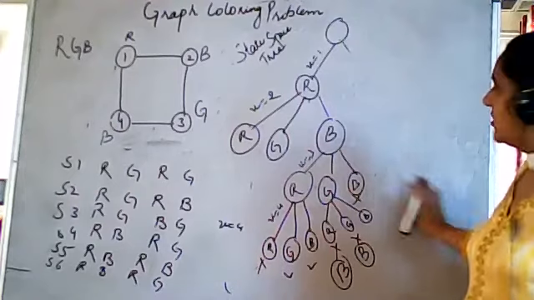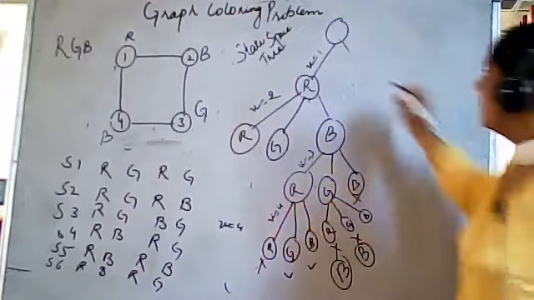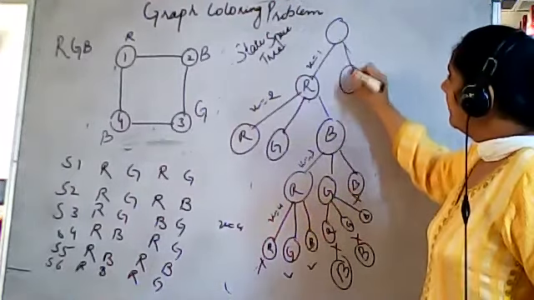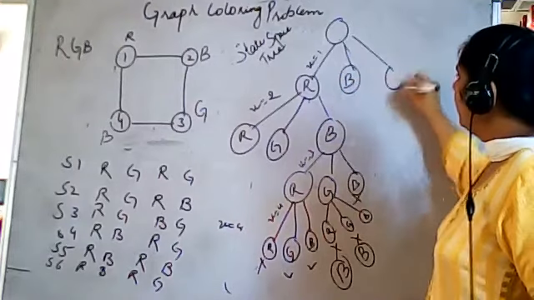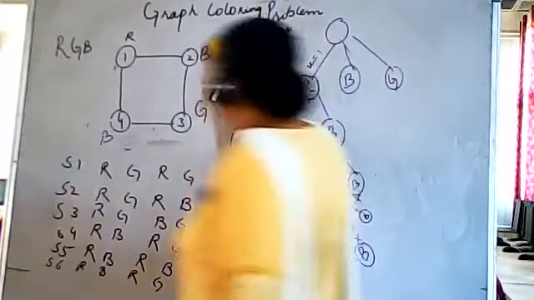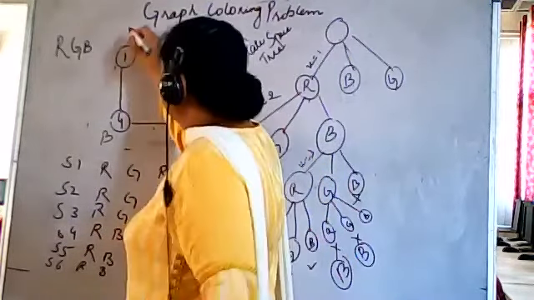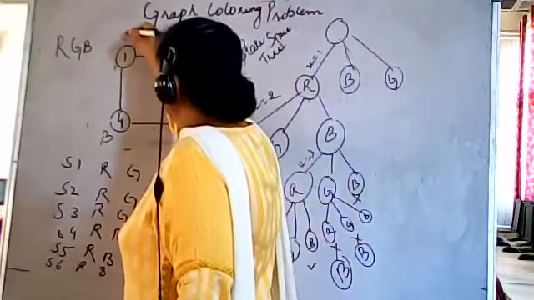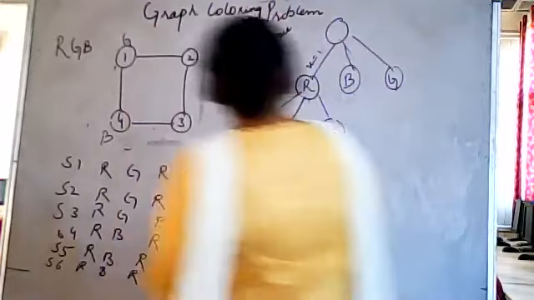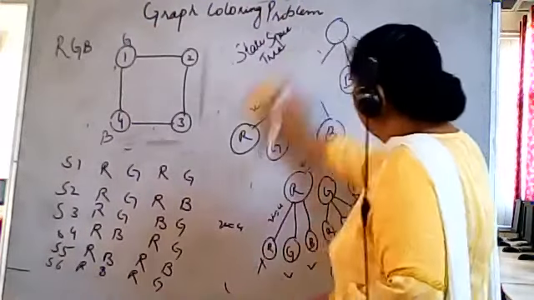Fine. So this is your state space diagram for one part. Similarly, you can make blue. Similarly, you can make green. That means first of all, you have to put green color here. Then you can put blue color here, and vice versa, you can make the green.